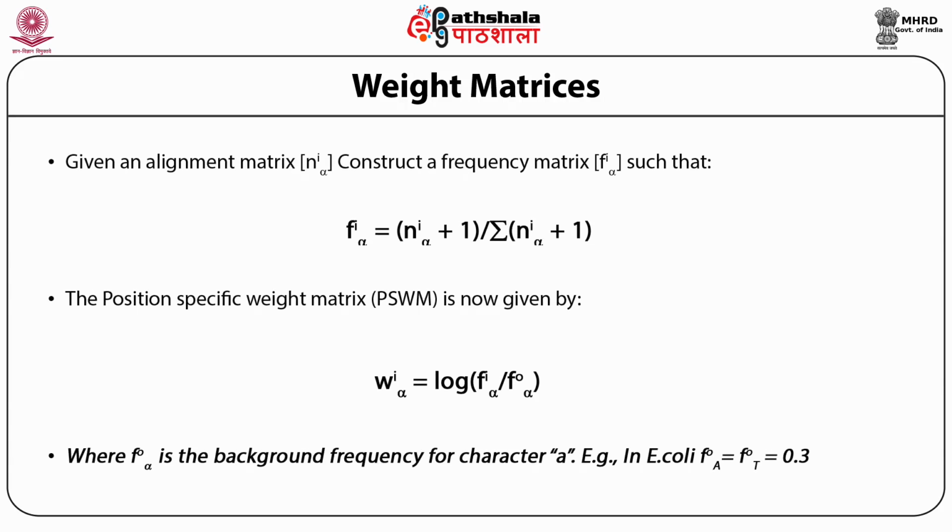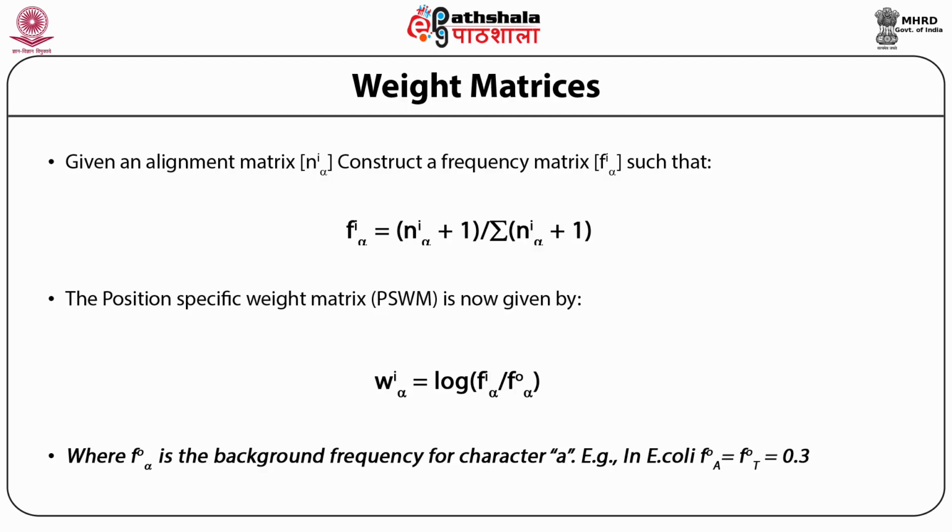Let's start with an alignment matrix from where everything comes. Let's call it N_i^alpha. And we can construct a frequency matrix F_i^alpha, where alpha stands for the position and the i superscript stands for the type of symbol, which could be the 20 amino acids or the 4 bases or whatever. Now for each position alpha, the frequency is essentially the number of ith amino acid divided by the total number of amino acids.